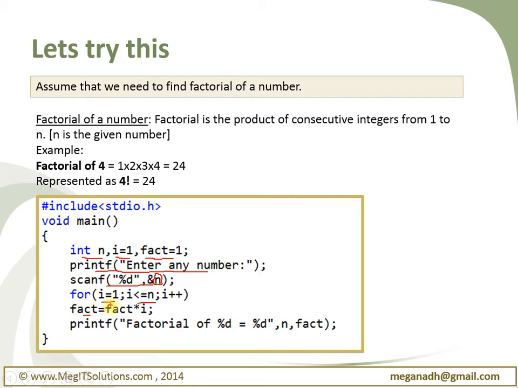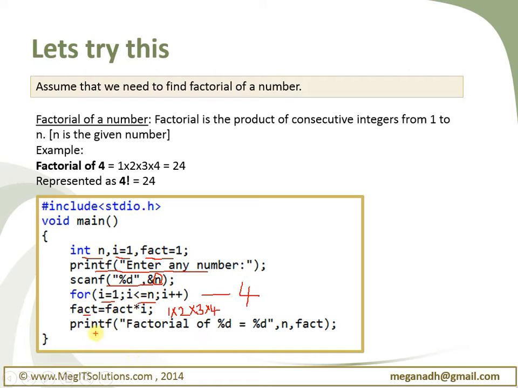Assume that I'm going to enter the n value as 4. Initially the value of fact is 1. The first time i is 1 and fact is fact star 1, so this will be 1, and i becomes 2, and it is multiplied by 2. Next time i is 3 and it is multiplied by 3, and the last time i is 4, less than or equal to 4, it is multiplied by 4. Next time when i becomes 5, since 5 is not less than or equal to 4, it will come outside the for loop.